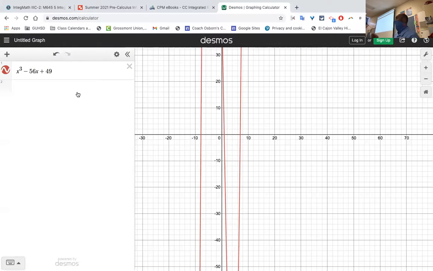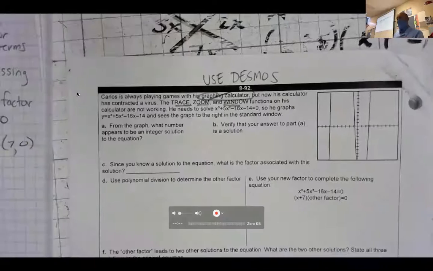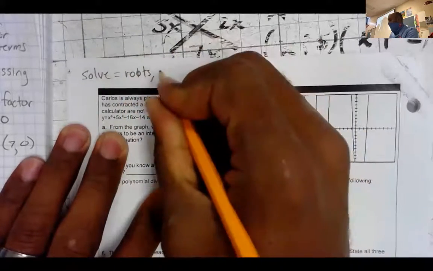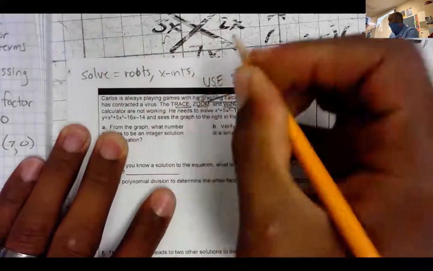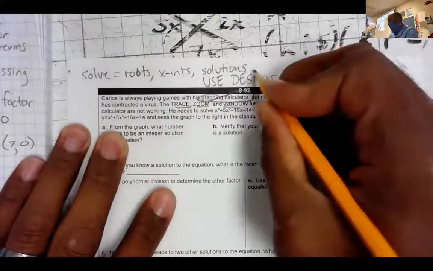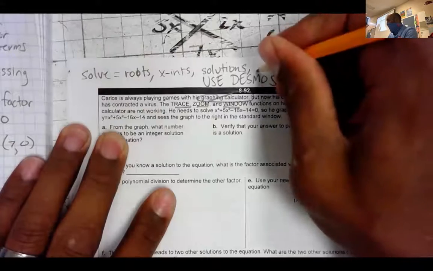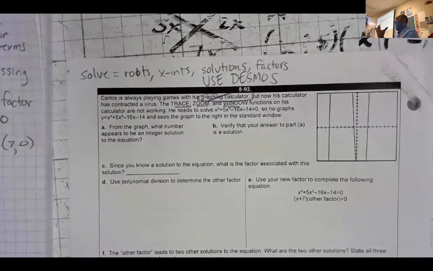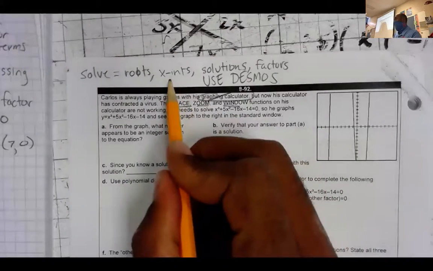The x-intercepts. So remember, those things are all the same. If something asks you to solve, that means that we're looking for roots, x-intercepts, solutions. Okay, could be factors. These are all kind of like the same thing, just written differently, right? Next, the x-intercept is written as a point.